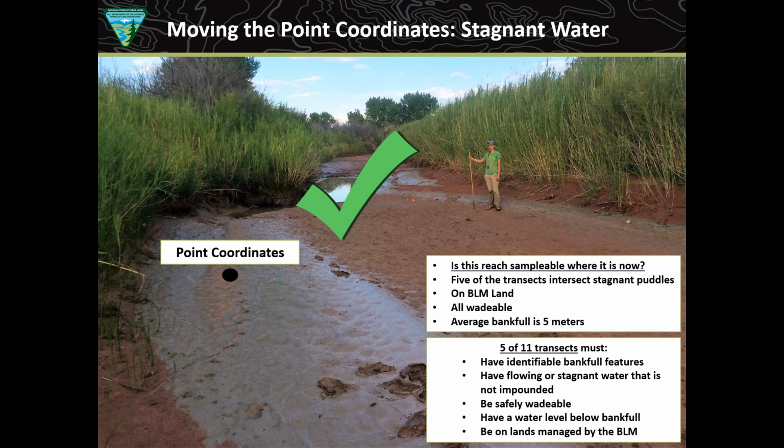Yes, it is sampleable where it is now, and the point coordinates do not need to be moved. This system can be sampled where it is now because there are 5 wetted transects and there does not need to be flowing water to sample a site.